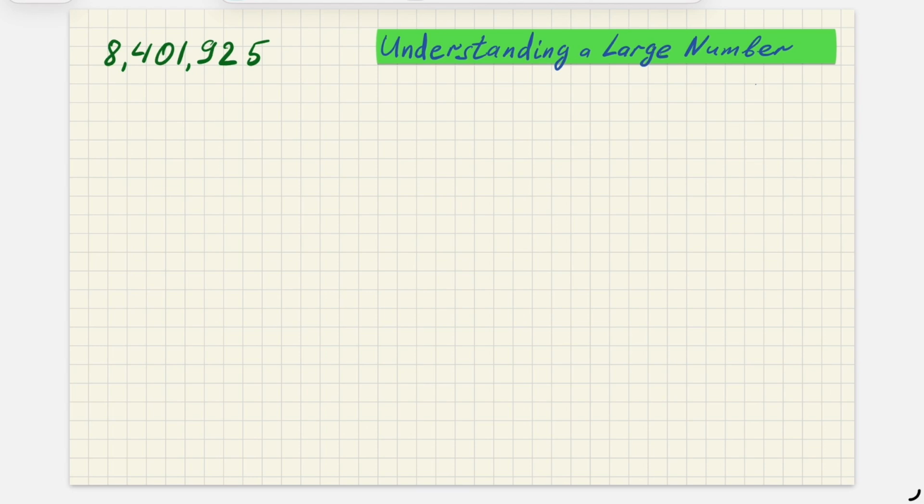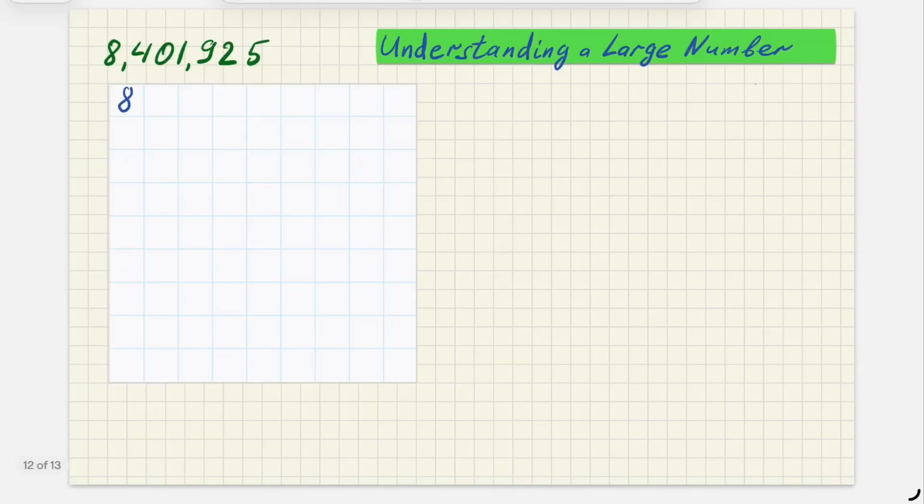Let's see how to partition the number 8,401,925. Now, here's a useful tip that will help you on your exam and improve your accuracy. At the exam, you will have a space to make notes and calculations, usually a grid made of squares. Use this space to write the number carefully, placing one digit in each square, digit by digit. Let me show you how to do this.